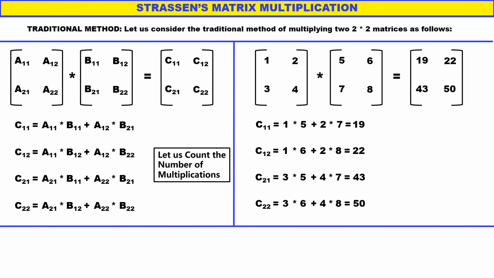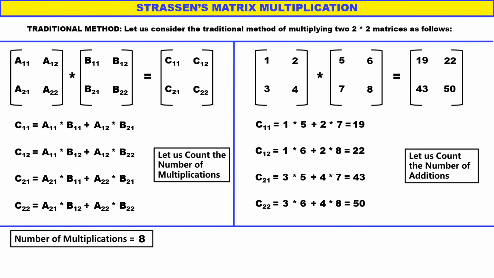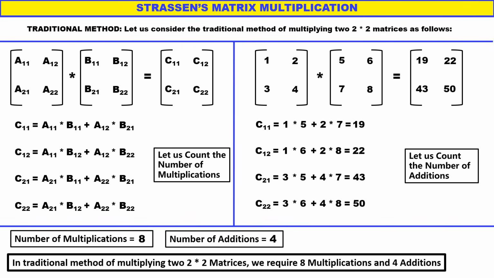Let us count the number of multiplications: 1, 2, 3, 4, 5, 6, 7, 8. So we have 8 multiplications. Similarly, let us count the number of additions: 1, 2, 3, 4. So we have 4 additions. In the traditional method of multiplying two cross two matrices, we require 8 multiplications and 4 additions. See, this is very important. So this is very clear.